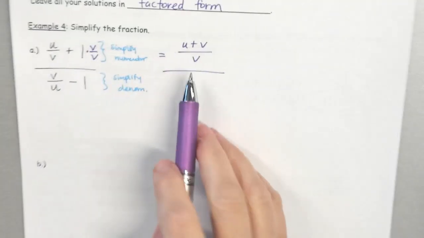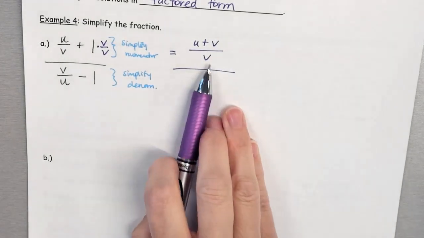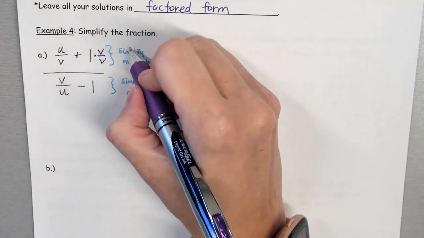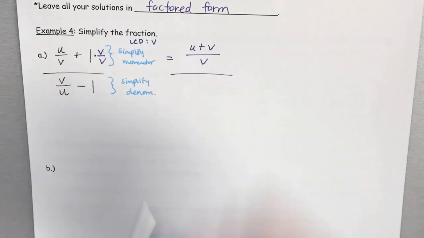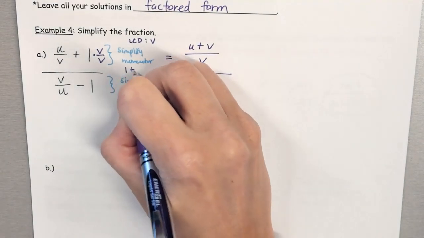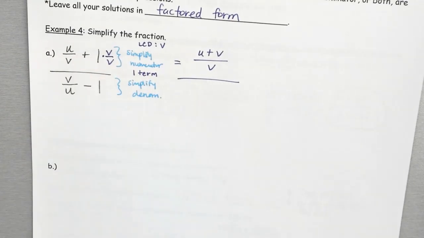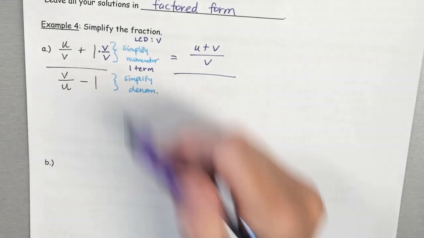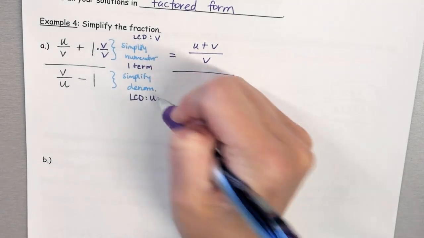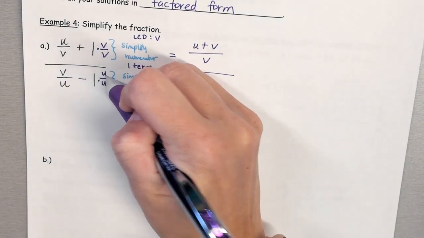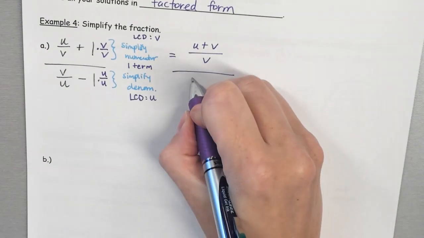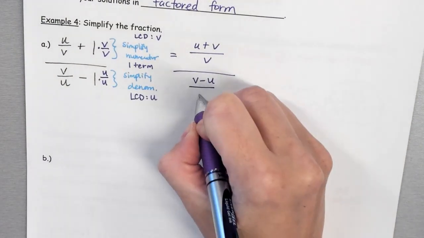So what we want is to have one term in the numerator. So we're going to get the LCD for the numerator, which is just v. When I say simplify in this case, what I mean is you want it to be one term. So you don't want any addition or subtraction in between the terms. And that means on the bottom, your LCD is going to be u. So we're going to multiply that by u over u. So it would just be v minus u divided by u.